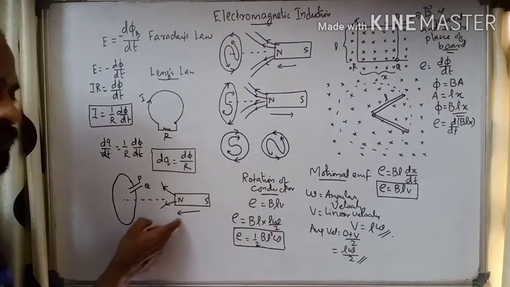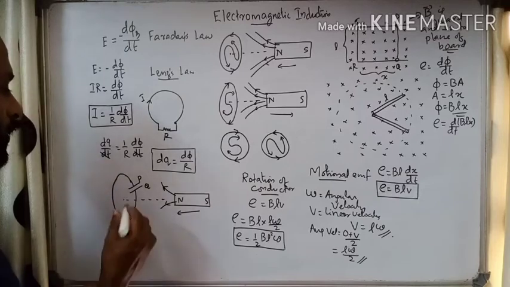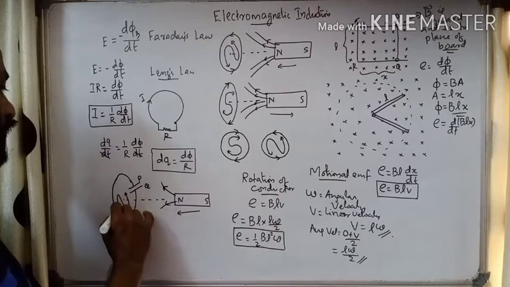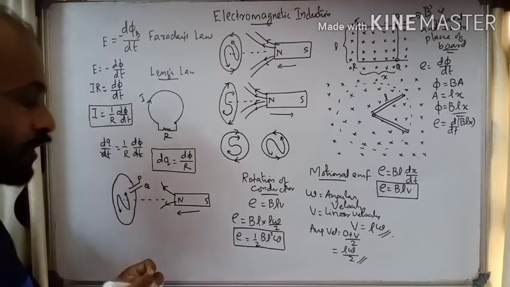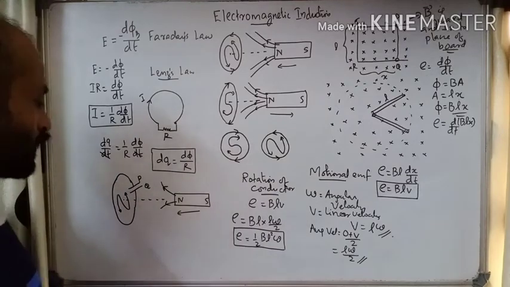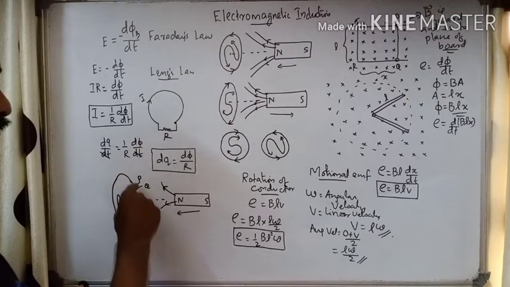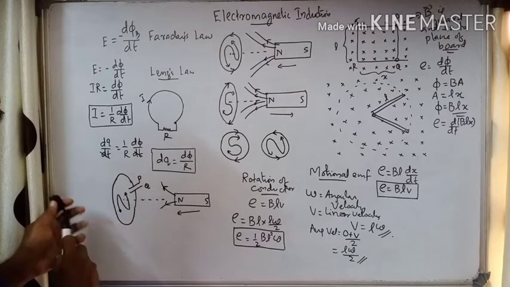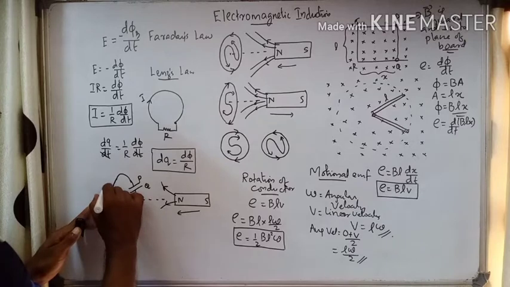Since the north pole is approaching, the facing end of the coil needs to be a north pole to repel it. For a north pole, the current should flow in the anti-clockwise direction, looking from this side. So I can say the current will be flowing in this direction.